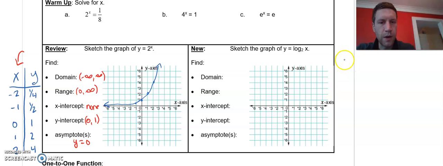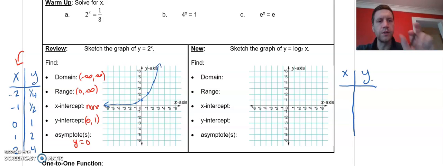And then let's talk about y equals log base 2 of x. So this is going to be the inverse of the graph that we just did, y equals 2 to the x. So remember, inverses, you're taking your x's and y's and flipping them, right? So I'm just going to go point by point, and we're going to switch the inputs and outputs.